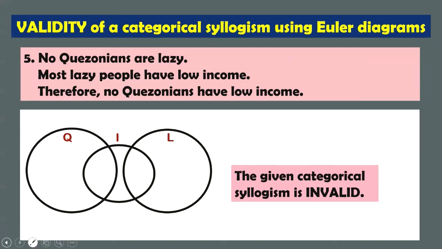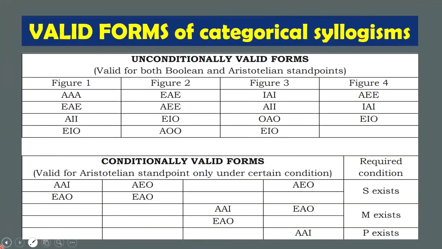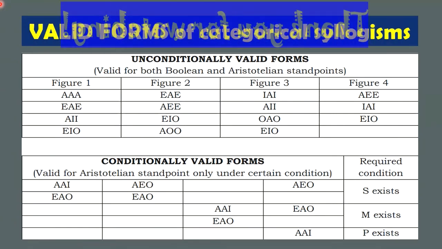Okay? So, all you have to do is to familiarize yourselves with the basic Euler diagrams. Yun yung mga diagrams ng ating 4 standard categorical propositions. Now, let me show you this. Okay? If you want me to make a video about this topic, just comment yes in the comment section below. Okay, I think that's it.